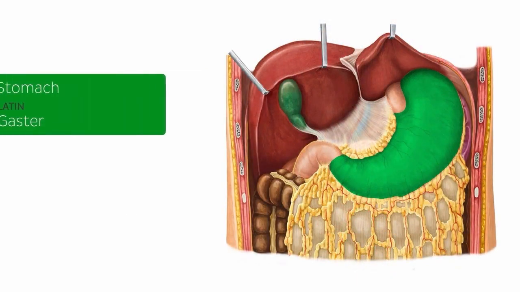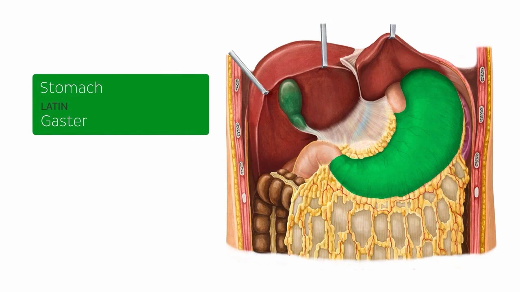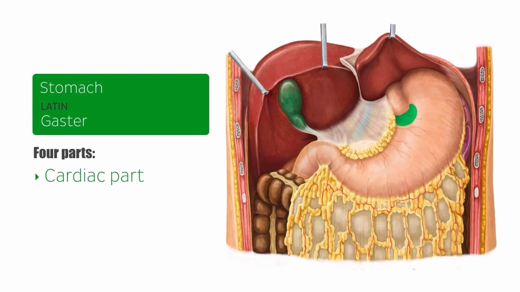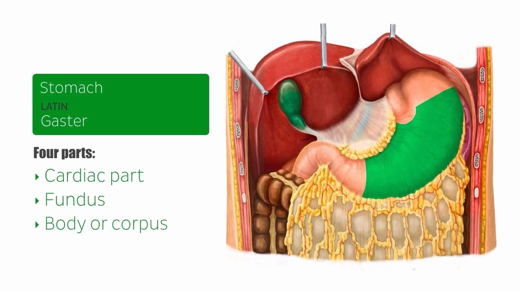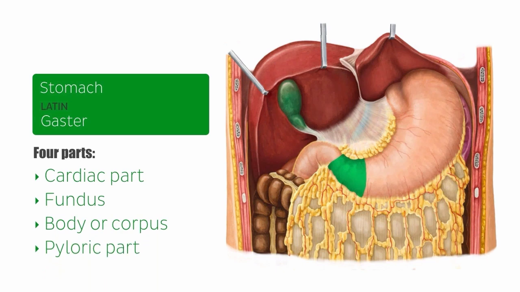The stomach is a hollow organ of the gastrointestinal tract, located in the abdomen, just inferior to the diaphragm. It can be divided into 4 parts: the cardiac part, which is where the esophagus opens into the stomach at the cardiac orifice, the fundus, which is the highest part of the stomach when we are standing in the upright position, the body or the corpus, which is the largest part of the stomach, and the pyloric part, which consists of the pyloric antrum and the pyloric canal.